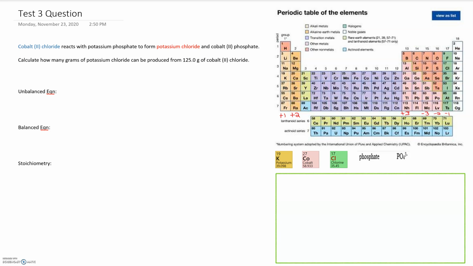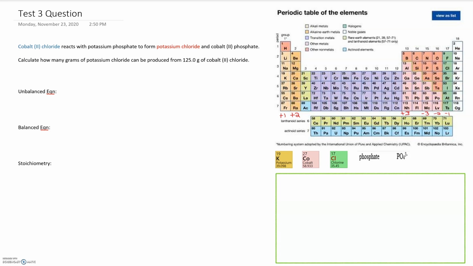In today's problem, we have cobalt-2 chloride reacting with potassium phosphate to form potassium chloride and cobalt-2 phosphate. Calculate how many grams of potassium chloride can be produced from 125.0 grams of cobalt-2 chloride. We'll start by writing the unbalanced equation.